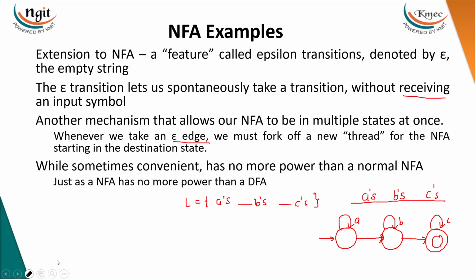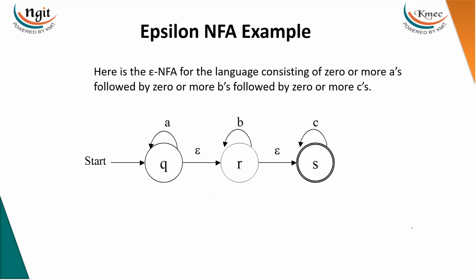So there is a requirement of moving from one state to another state without reading any input symbol. Such transitions can be represented with epsilon. That is the significance of epsilon, right? Same here, we have taken some states: zero or more A's followed by zero or more B's followed by zero or more C's.